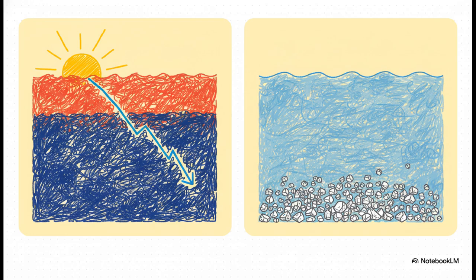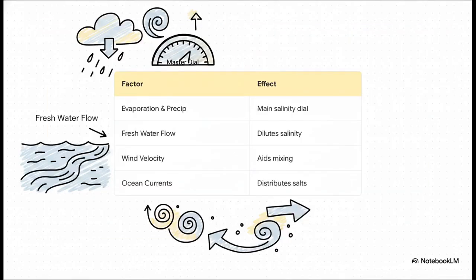In contrast, the halocline is the transition zone where salinity, the saltiness of the water, increases rapidly as you go deeper. And speaking of salinity, which we measure in parts per thousand, it's highly dynamic and tightly controlled by 4 main surface variables. The rate of evaporation versus precipitation is basically the master dial here.